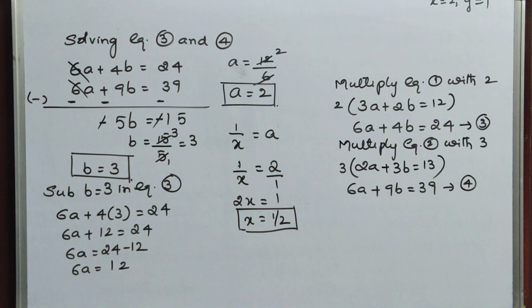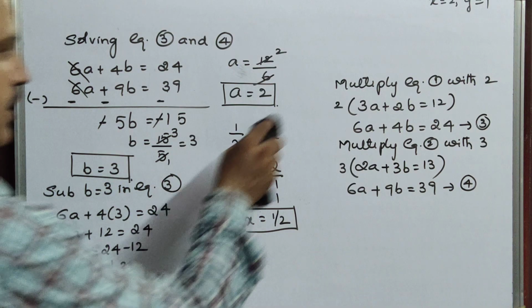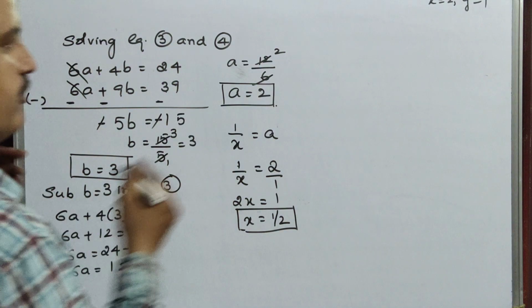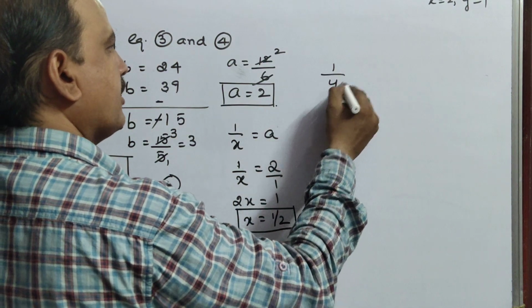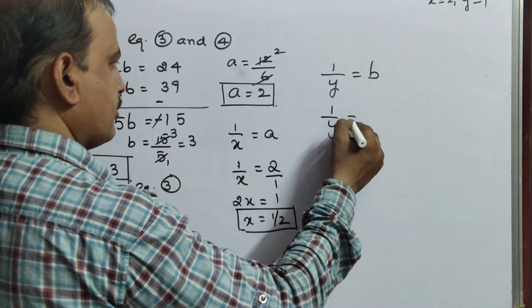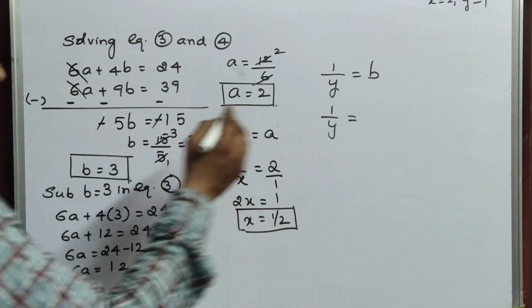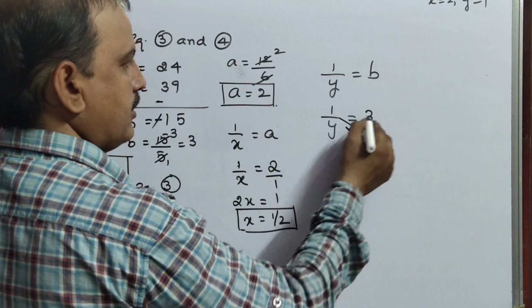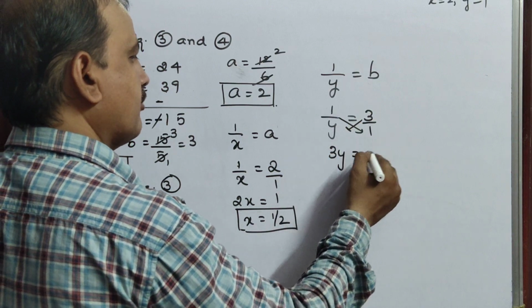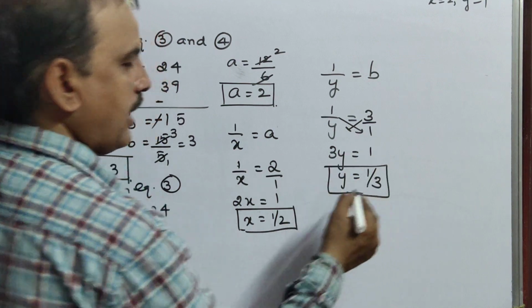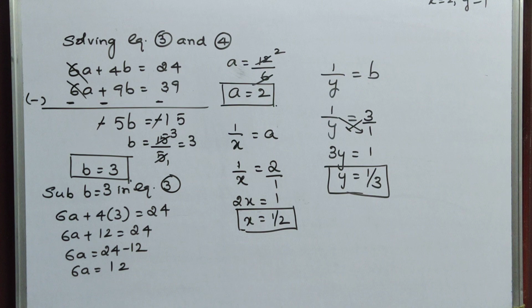Now how you are going to get the y value, listen very carefully. There we considered 1 by y equals b. So 1 by y equals, what is the b value? 3. So 3 by 1. Again cross multiplication. 3 into y, 3y equals 1. So y equals 1 by 3. So like this you got it.